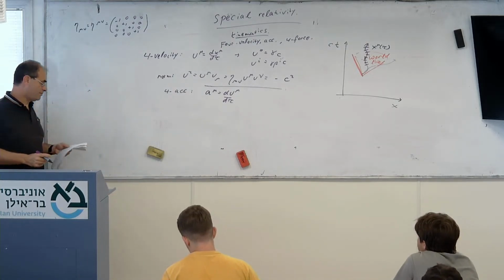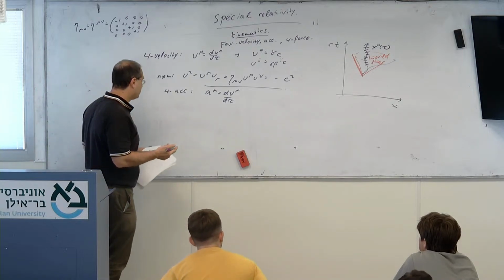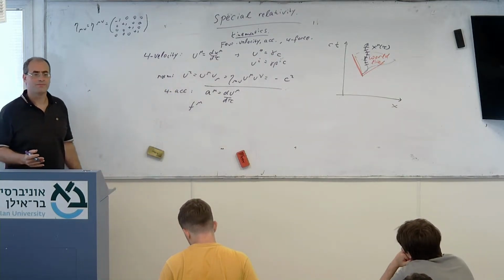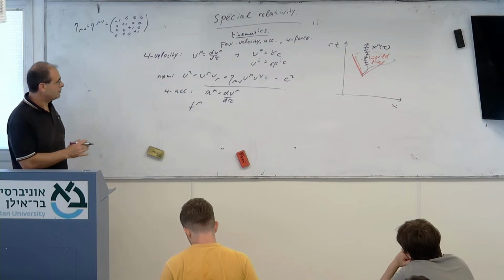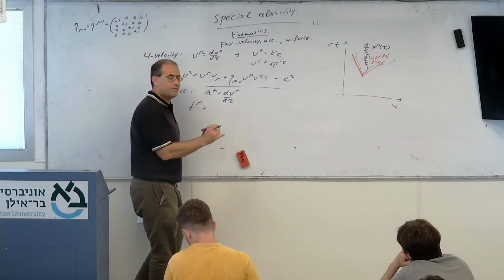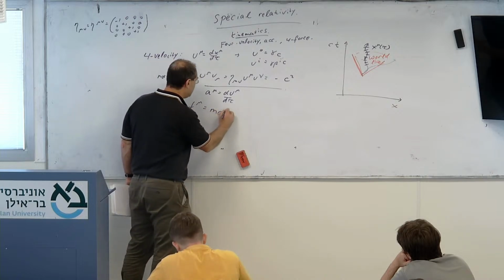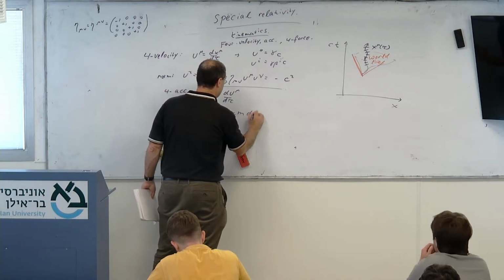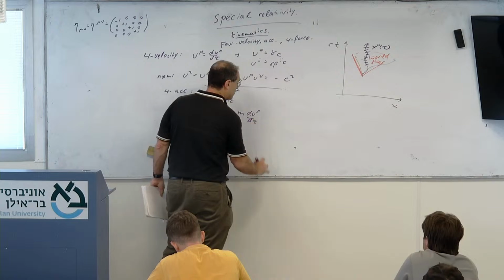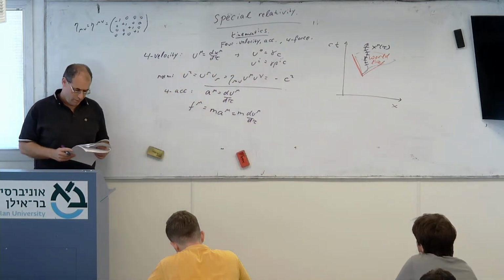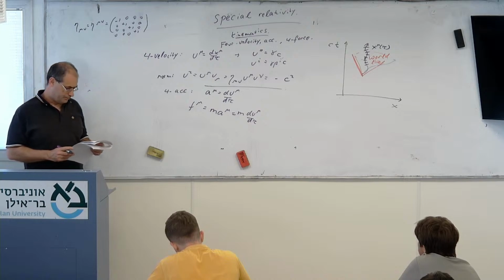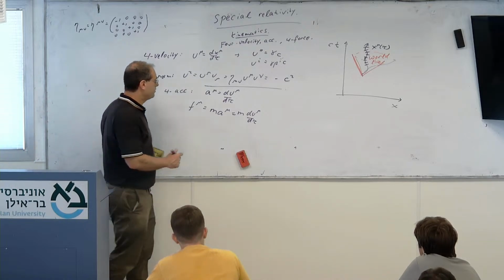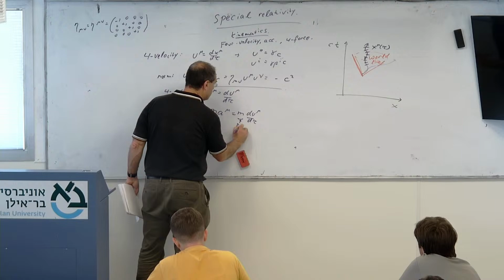What's going to be the 4-force? F mu, that's the relativistic equivalent of Newton's second law of motion, the derivative of the momentum with respect to proper time. Oh wait, not yet, I didn't define the momentum. What is that? Just multiply by m. So F mu is m a mu, where m is the rest mass, m d u mu over d tau.